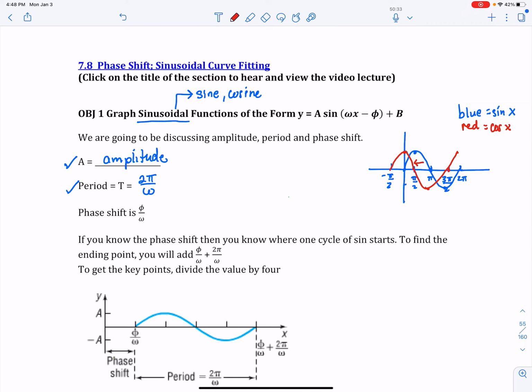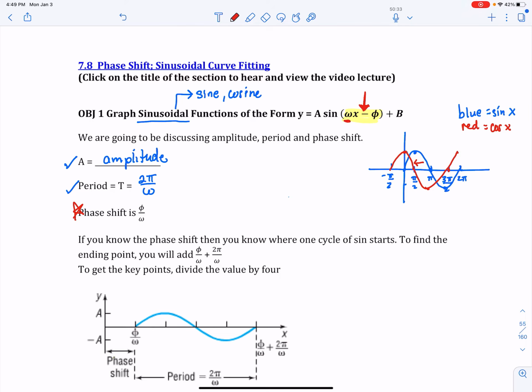The phase shift, this is something new that we haven't seen yet. We can find that by taking phi divided by omega. If you look at the formula up here that I'm highlighting, it says omega x minus phi. So that phi will shift the graph either to the left or to the right. Notice that there's a negative sign right here, not positive. That's the generic or standard form. The other thing that's going to affect this shift is omega. So when we look at phase shift, we're going to take phi over omega.